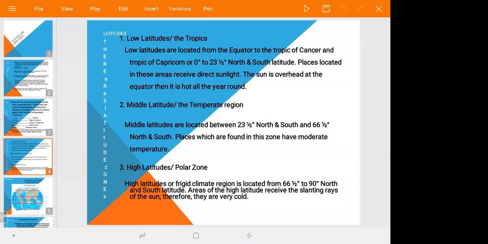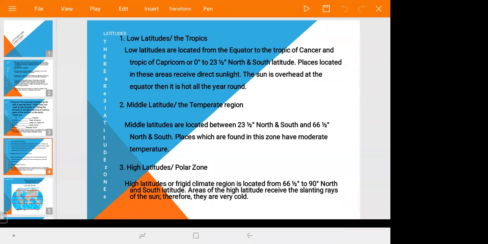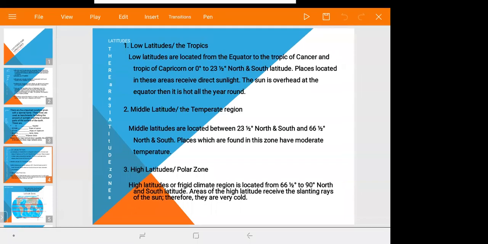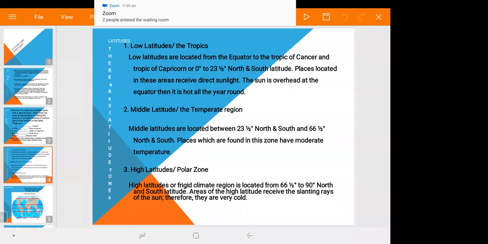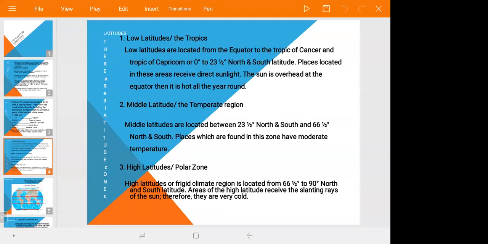Therefore, places located in the low latitudes, from 0 degree to 23.5 degrees north and south, have a climate type that is tropical, or by another name torrid, the tropical or torrid climatic zone. The name of the latitude zone is low latitude zone. Don't forget, 0 degree and 23.5 degrees, both ways north and south, they are part of the low latitudes.